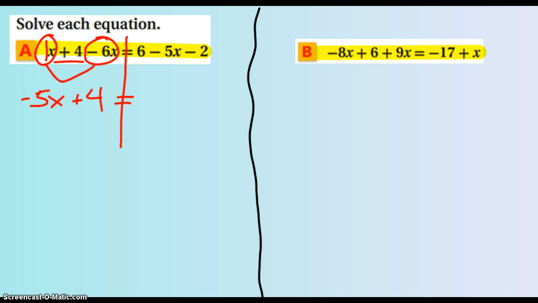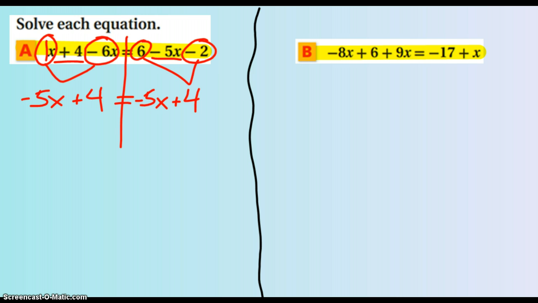And let's go ahead and take a look at the right side. I have 6 and a negative 2, or 6 minus 2, that I can combine. So 6 minus 2 is 4. And then I also have this negative 5x hanging out. So I have negative 5x plus 4 equals negative 5x plus 4. You'll notice that the equations come out the exact same. You could have rewritten that right side as 4 minus 5x. It would still be the same thing. And you would figure that out as you solve.